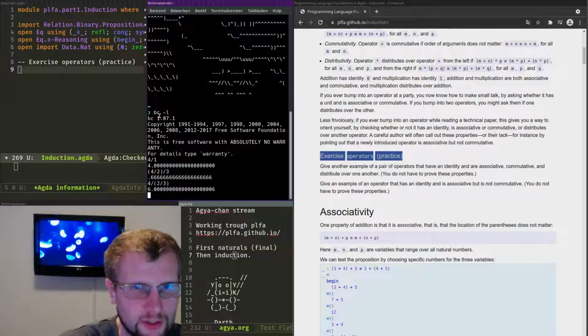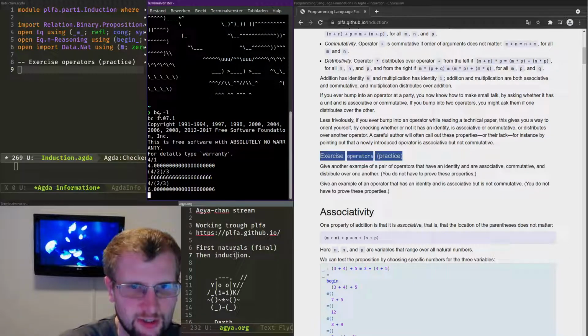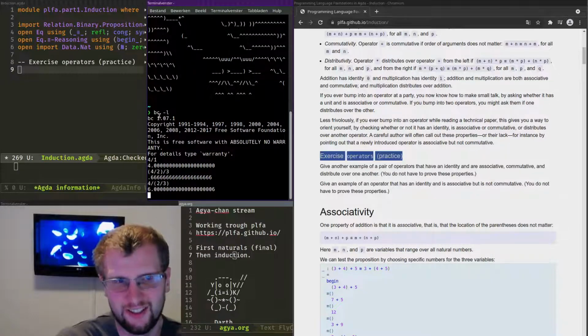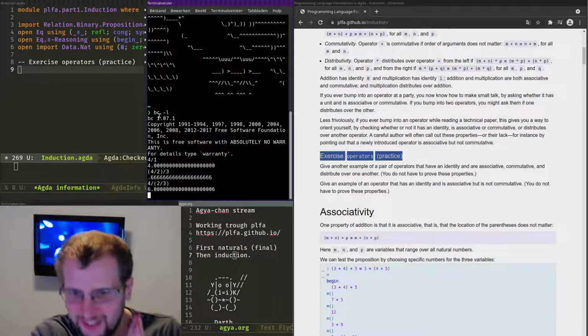Pair of operators. Plus and times. That's the easiest one. Pair of operators that has an identity and is associative but not commutative. I don't know. I don't know that many operators. Oh, Sophia, you're still here. Thank you. Thank God. Max and min?